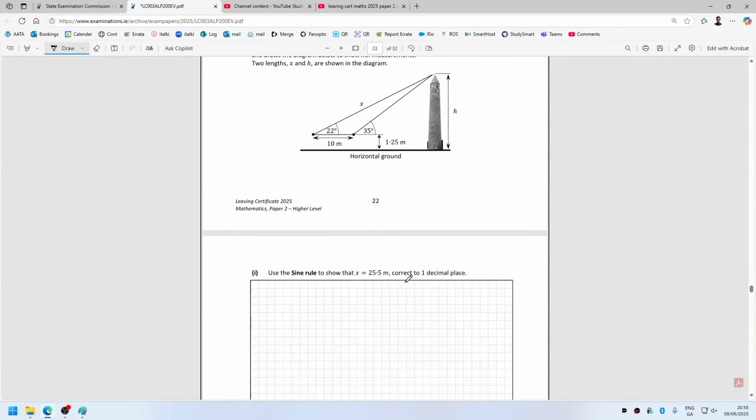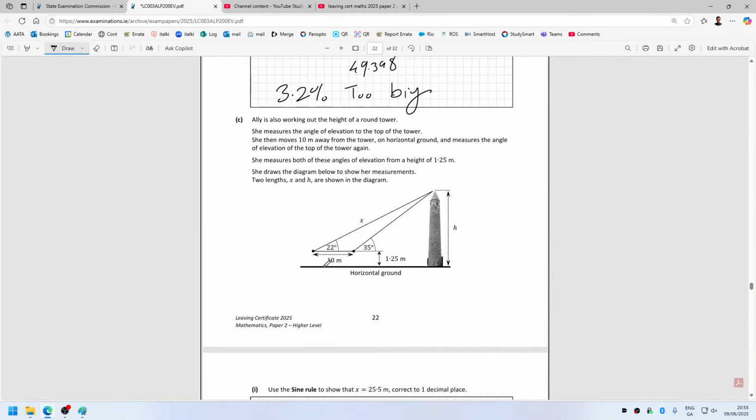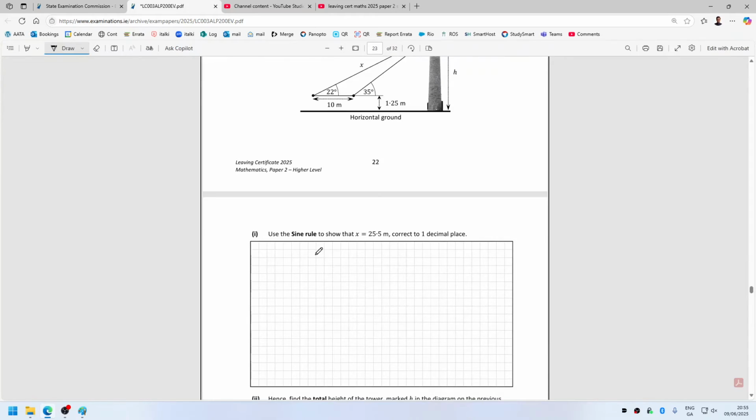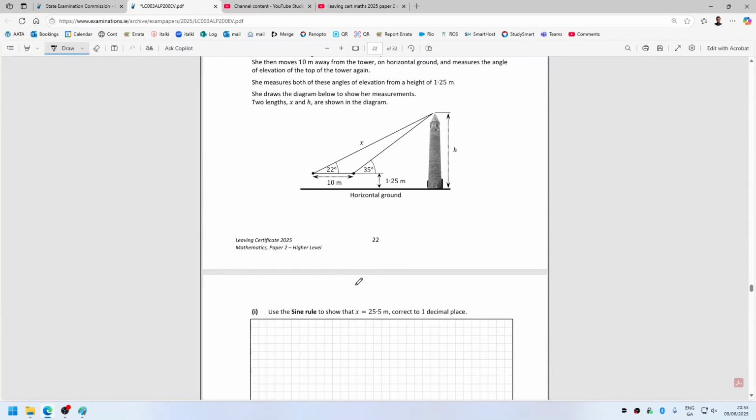Okay. Ali is also working out the height of a round tower. She measures the angle of elevation to the top of the tower. She then moves 10 meters closer. She measures both these. This is a classic elevation question. She draws the diagram below. Two lengths are shown in the diagram. Use the sine rule to show that x is 25.5.